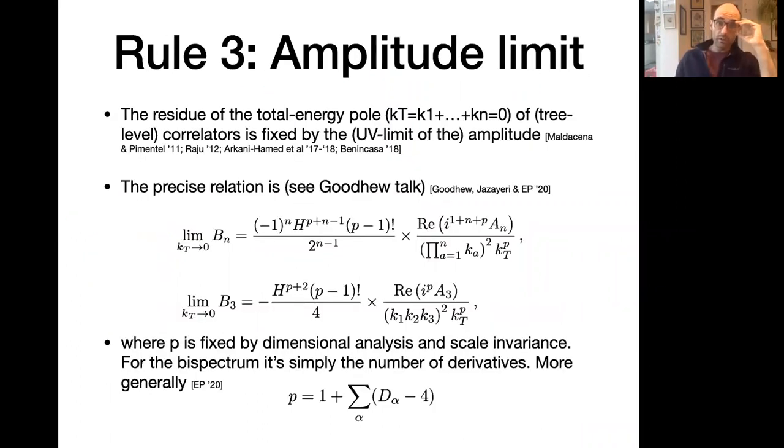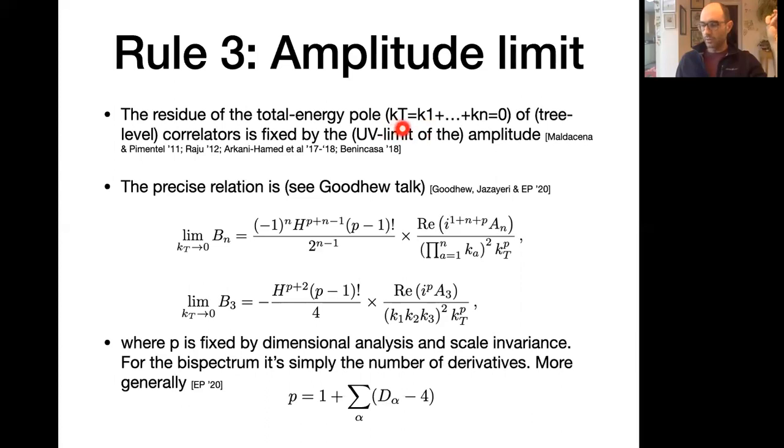Now we're going to use a very powerful result, which is our rule number three, the amplitude limit. It was noted a while ago by Raju, Maldacena and Pimentel that a particular limit of the correlator reduces to the flat space amplitude. More recently, we derived a more explicit expression with a proof, but it's the same statement. It says that if you take a particular variable, which is the sum of the norms of the momenta, k1 plus k2 plus k3 plus kn, without the vector, this is the sum of the lengths. Well, in general, if k are real, this thing is always positive. But if you allow to analytically extend this function, then these things can be negative.